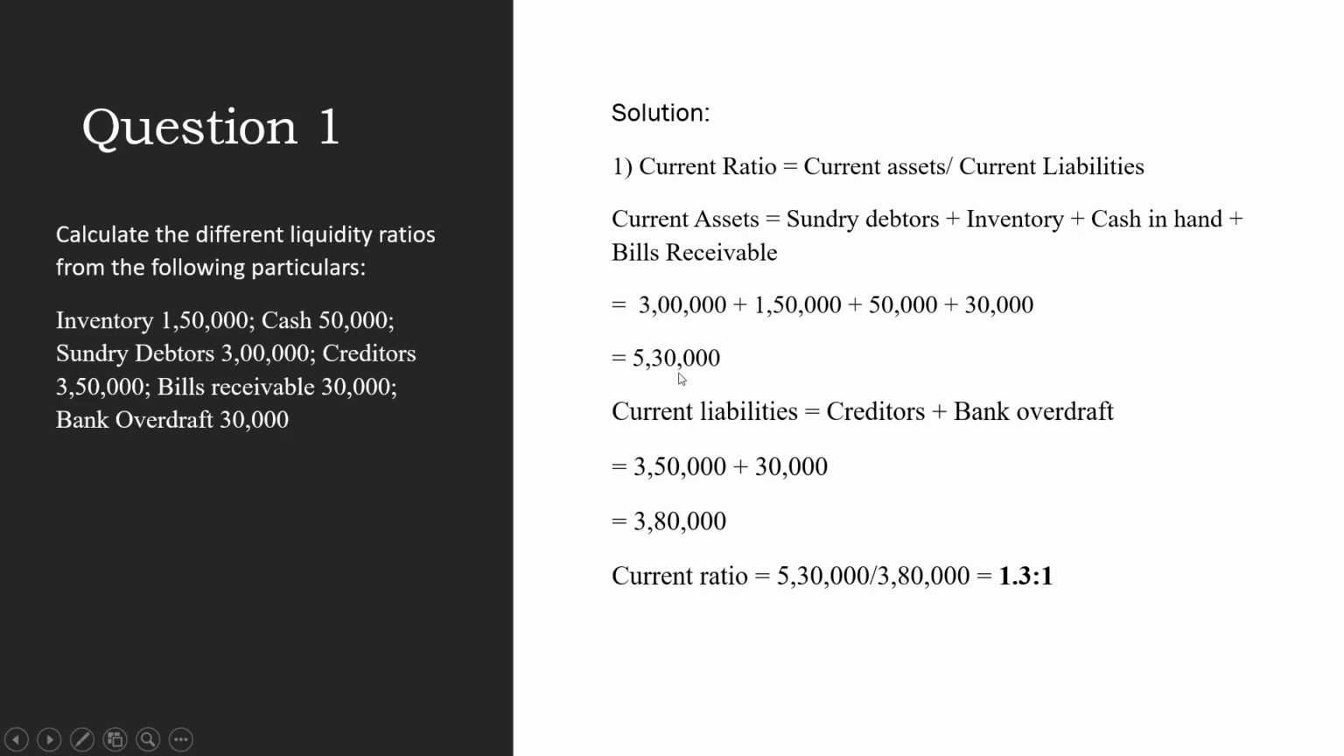5,30,000, that is current assets, divided by current liabilities, that is 3,80,000. Now when you calculate this, you will get the value as 1.3:1. Now 1.3:1, whether it is ideal for the company or not, you have to know it. Now how will you know? The ideal standard in current ratio was 2:1, right? And in this case, we are getting 1.3:1.